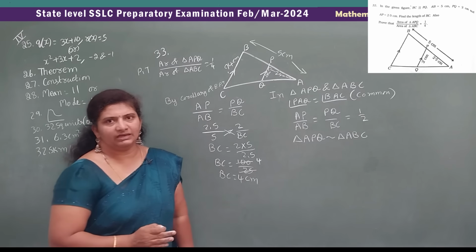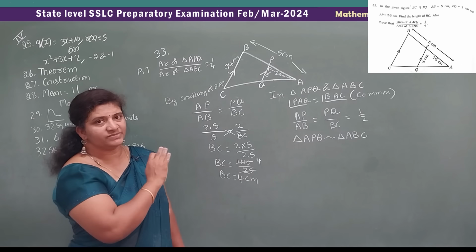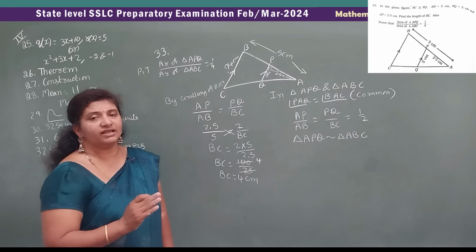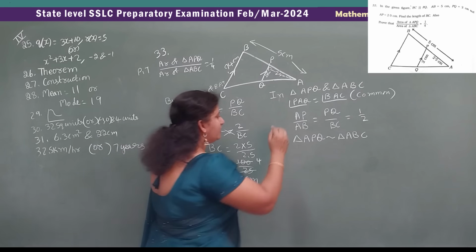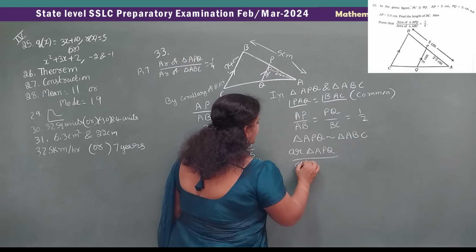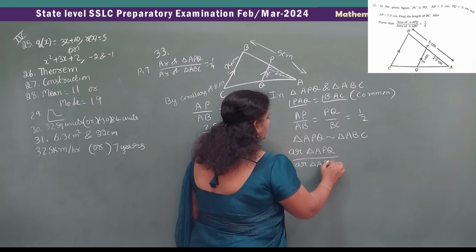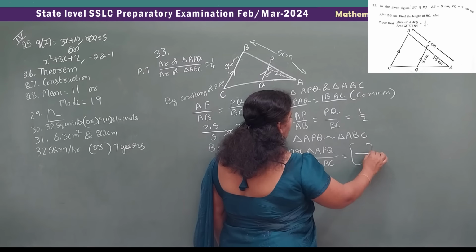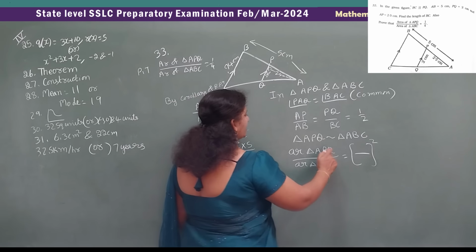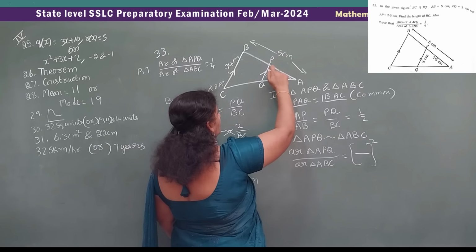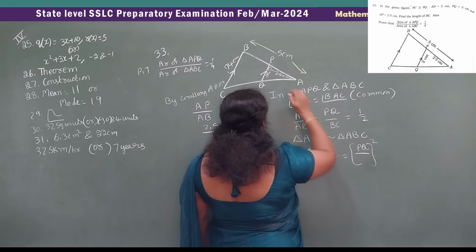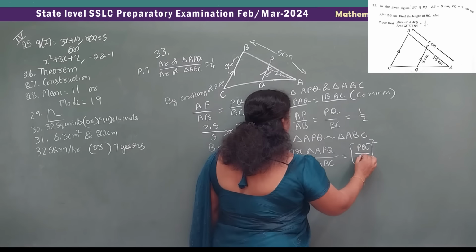If they are similar, I can apply the theorem statement. What is that? If two triangles are similar, then the ratio of their areas is equal to ratio of their square of the corresponding sides. Ratio of the corresponding side, APQ. Which side you are going to take? Let me take PQ. Any side you can take, AP also you can take. Here PQ and big triangle BC I am going to take.